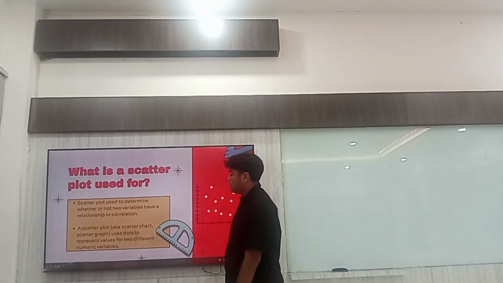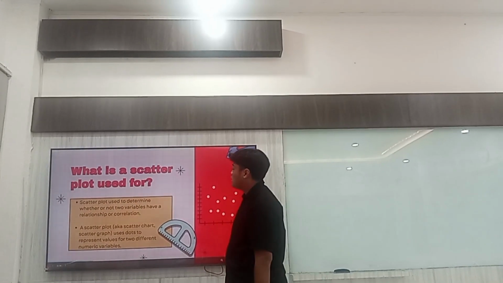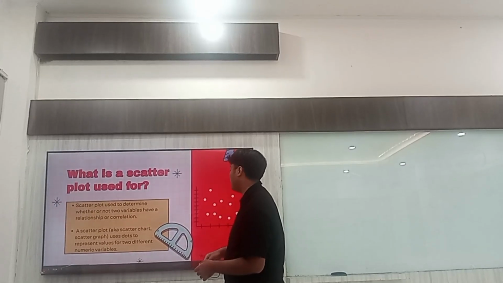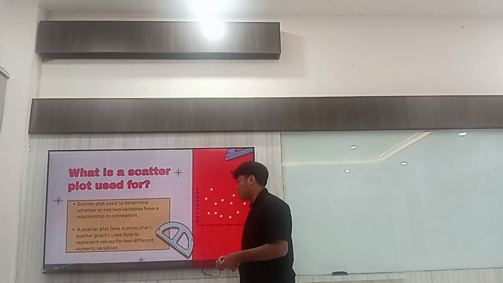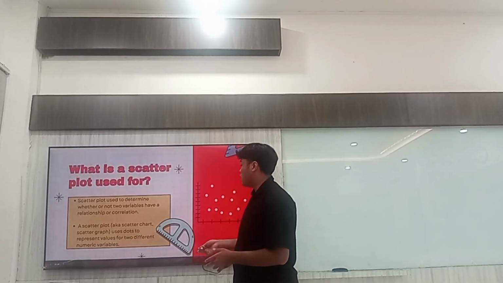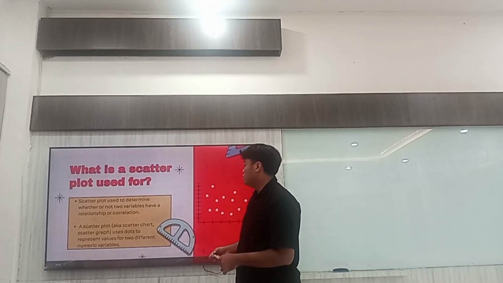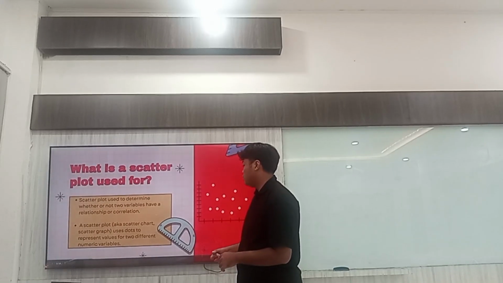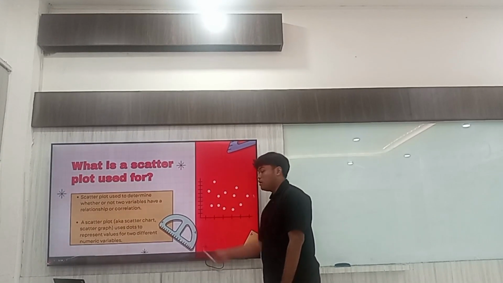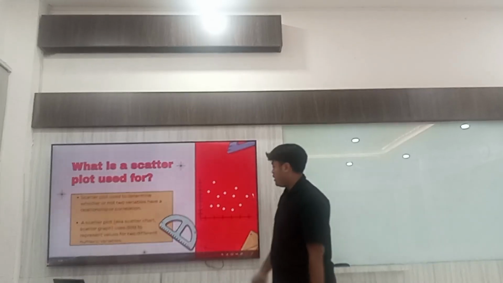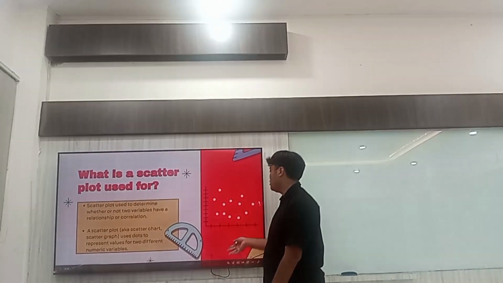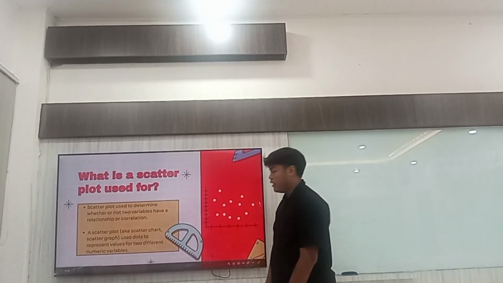Next, what is scatter plot used for? Scatter plot is used to determine whether or not two variables have a relationship or correlation. A scatter plot, or we can call it scatter graph, uses dots to represent values for two different numeric variables. So the scatter plot form is like this, and the dots in here represent numeric variables y and x.